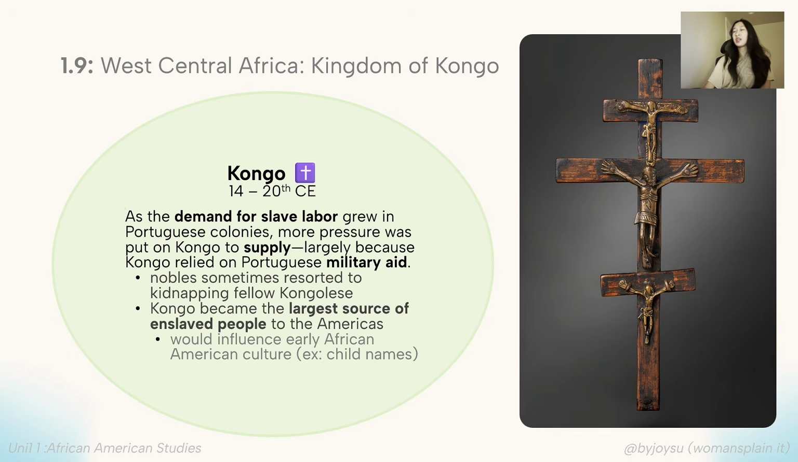And Congo eventually reached a point where it was unable to limit the number of captives it was giving away. We saw nobles resorting to kidnapping fellow Congolese people in order to supply the slave trade. Congo eventually became the largest source of enslaved people in the transatlantic slave trade to the Americas. The larger region of West Central Africa was supplying 25% of all enslaved people.